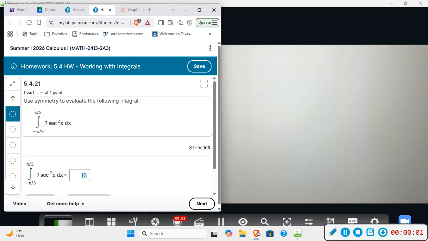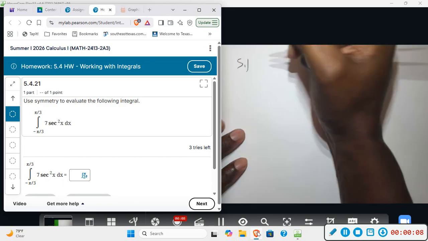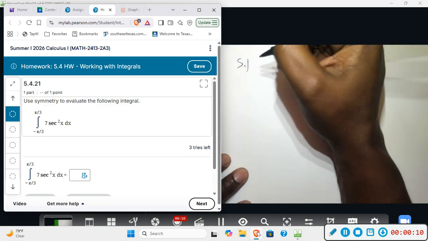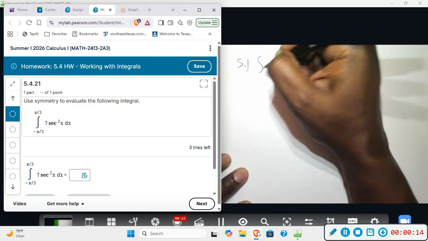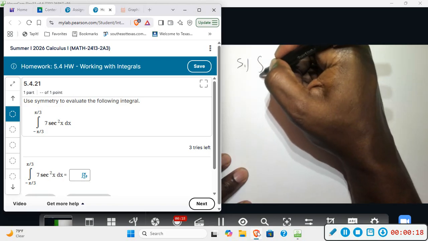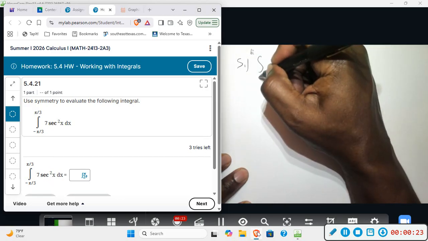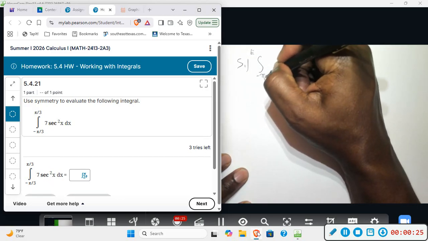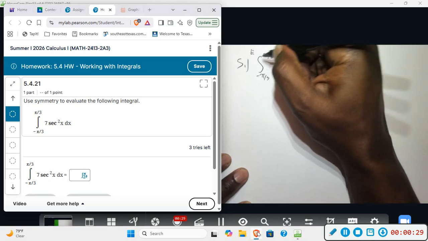All right, number 5, we want to use symmetry to evaluate the following integral. Secant comes from 1 over cosine. Cosine is symmetric about the y-axis, so this is going to be an even function. I'm going to put an e up here. Negative pi over 3 to pi over 3, 7.